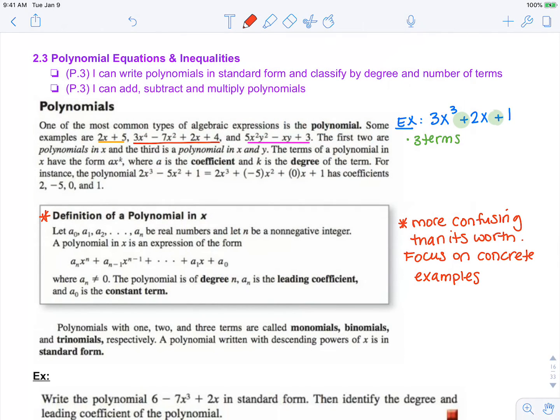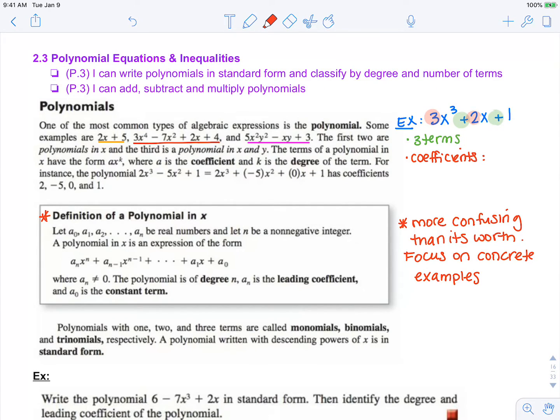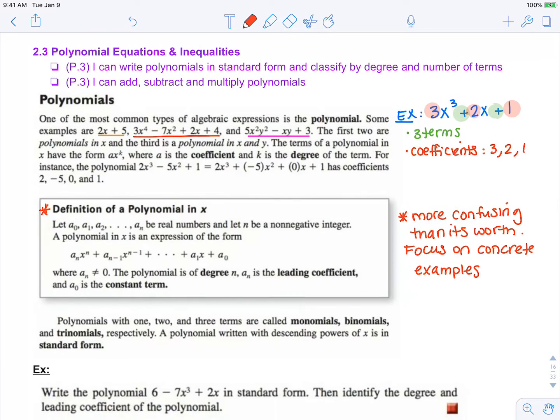We also can look for coefficients of each term. Coefficients are the numbers attached to the variables. So the three coefficients for these three terms are 3, 2, and 1.